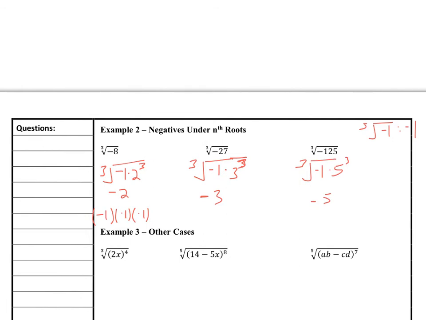Just remember that the square root of -1, whether there's a 2 there or not, is the imaginary unit i. So if there's a 2 up here, or if it's a square root without the 2 there, it's still going to be the imaginary unit. That's the most important part there.